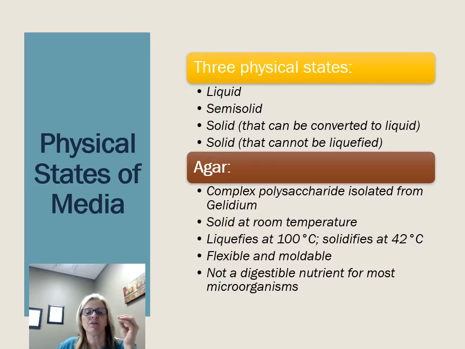One of the most common things that we're going to use is agar, which is a polysaccharide. It's a solid at room temperature, but melts at about 100 degrees Celsius. So we can heat it up and it will re-solidify at about 42 degrees Celsius. It's not a digestible nutrient for the microorganisms, but it provides a framework to hold moisture and nutrients. So it's kind of more like a house.